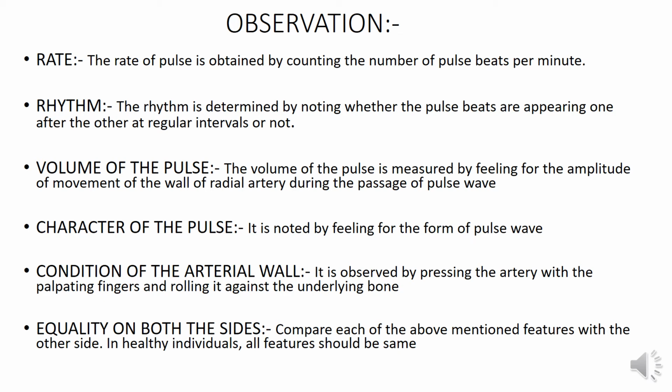The next is the character of the pulse. It is noted by feeling for the form of the pulse wave. How is it? Is it just going up and down, or is there some sort of a different character to the pulse? Next is the condition of the arterial wall. It is observed by pressing the artery with palpating fingers and rolling it against the underlying bone.